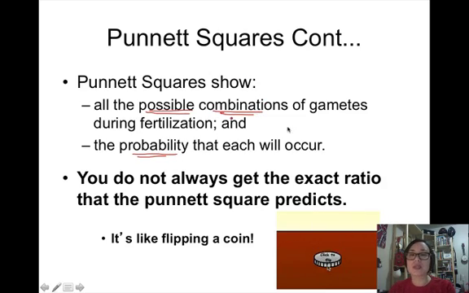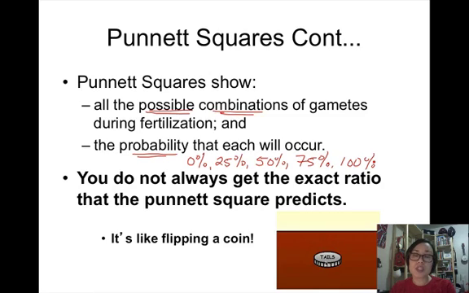And probability is pretty simple because we're only focusing on a handful of numbers. So our probability will either be 0% that we will get a specific genotype or phenotype, 25%, 50%, 75%, or lastly, 100%. So the thing is, even when we use our Punnett squares and we use them correctly, we're never going to know exactly what we're going to get. And the reason why is because genetics and a fertilization event is like flipping a coin. We don't always know the exact ratio, so we're just predicting what the potential outcomes could be.